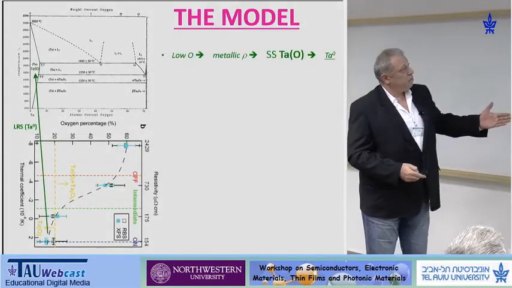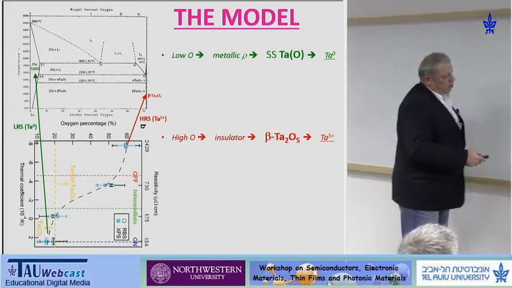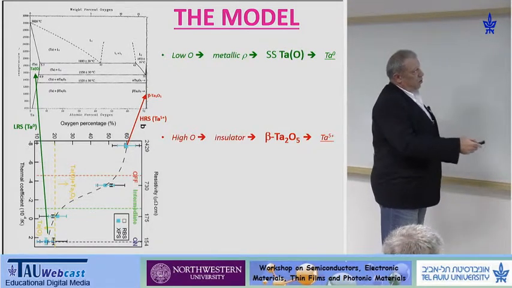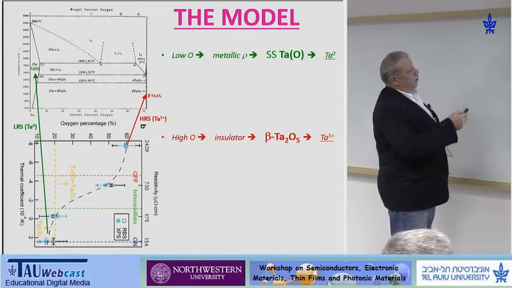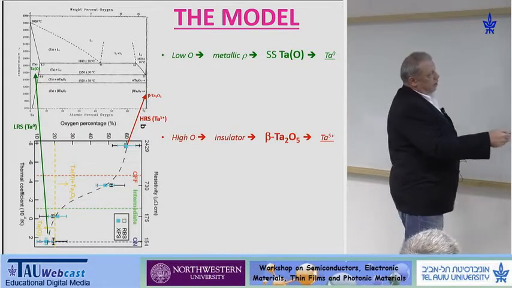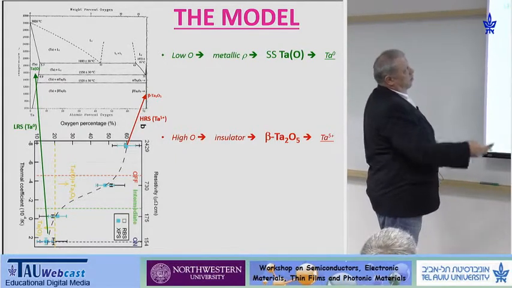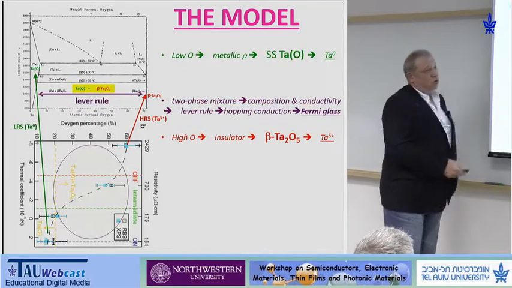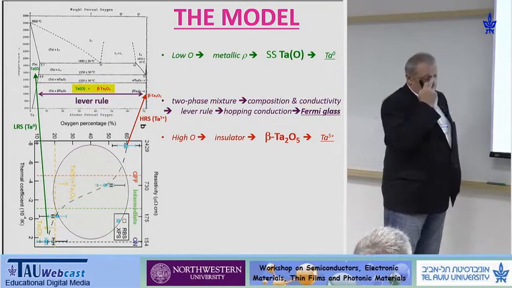And we can see clearly how it works. This is the change of resistance as a function of oxygen percentage. We see the metallic part with low resistance, the insulating part with high resistance, and in between, we see a mixture of the two phases, and the resistance varies accordingly.